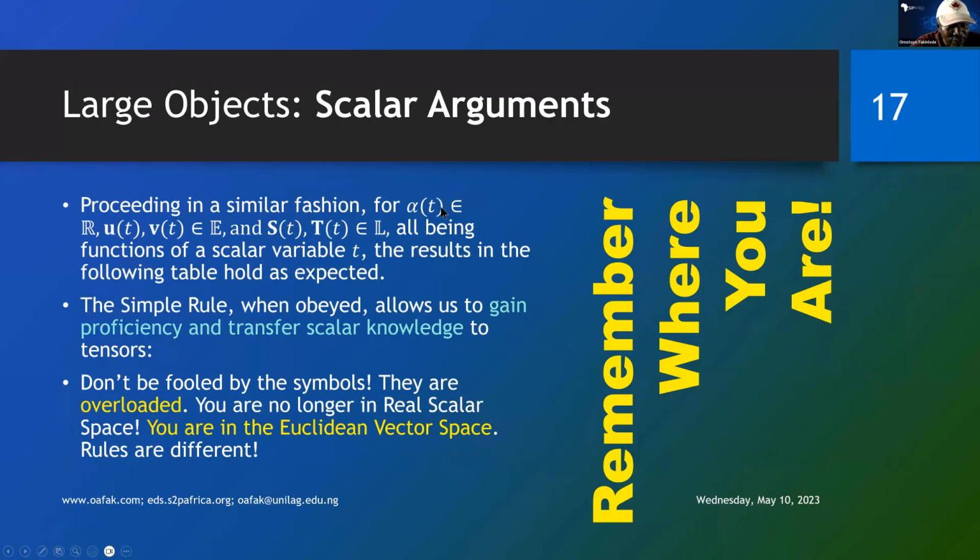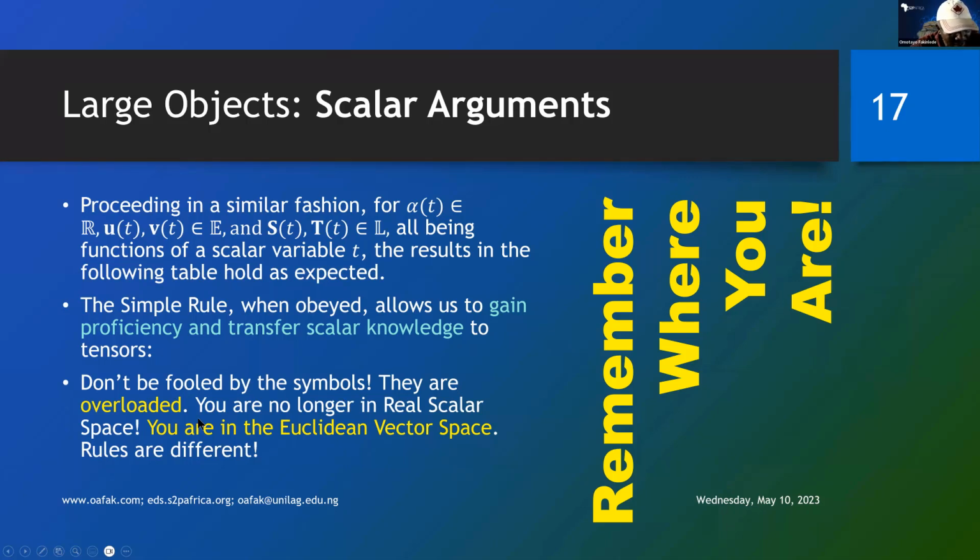Proceeding in a similar fashion, with alpha being a real number, u and v being vectors, and S and T being tensors, all being functions of a scalar variable t, even though they are scalar, vector, and tensor, the results in the following table hold as expected. The simple rule, when obeyed, allows us to gain proficiency and transfer scalar knowledge to tensors. Don't be fooled by symbols.